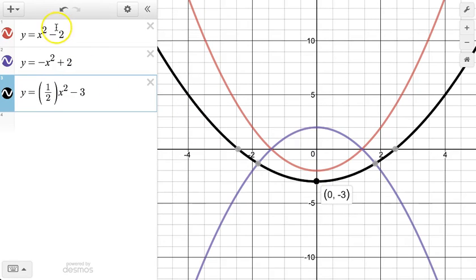It's wider than the red line because 1/2 is smaller than 1. It's closer to 0, so it's going to be wider. It's positive, so it opens up, and it's down 3.